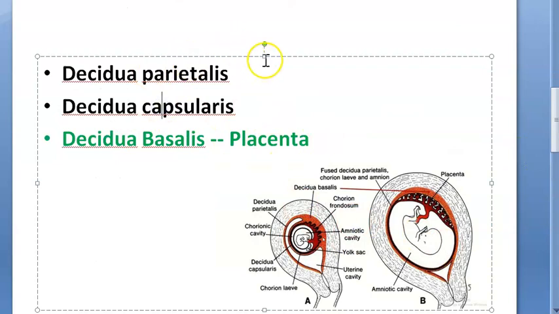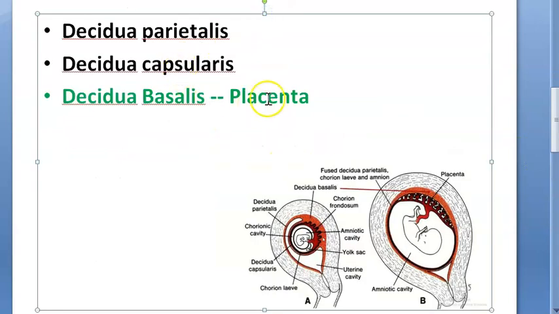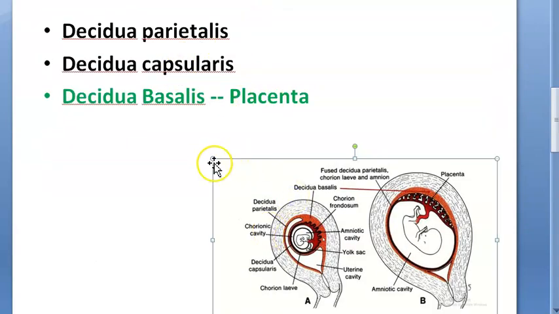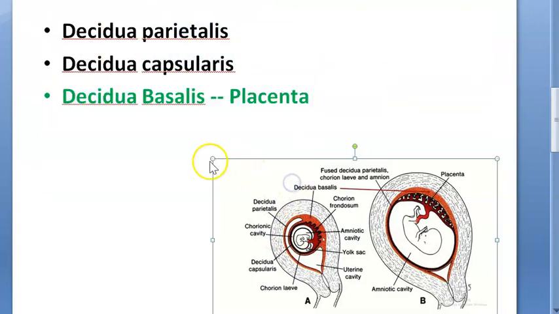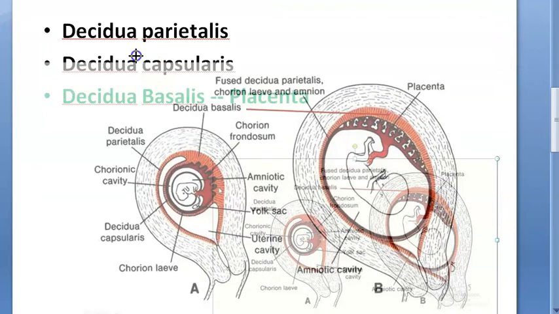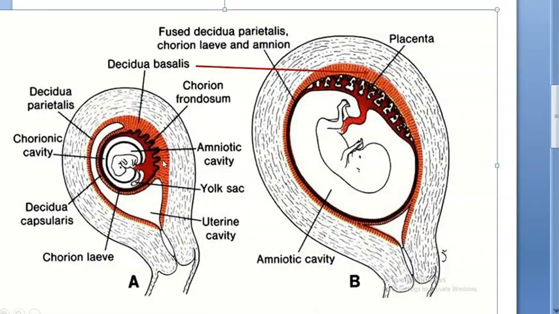See, there are a lot of types of decidua. So decidua is what? It's the endometrium of a pregnant uterus. So there are many types of decidua. You have the decidua parietalis, decidua capsularis, decidua basalis. In this only the decidua basalis we are concerned with because that makes up the placenta. So here you can see that the placenta is here, right? So this part of it is the decidua basalis. See, here they have marked. Decidua basalis is this part.